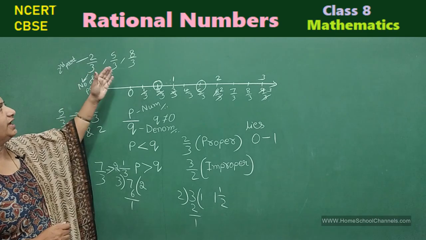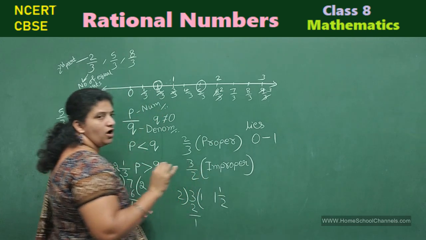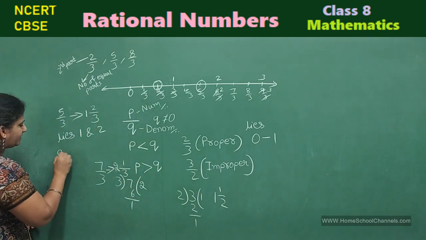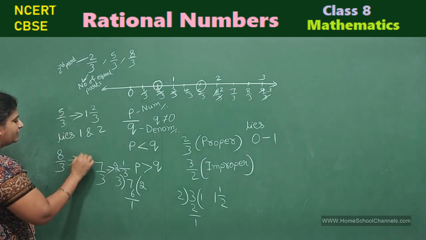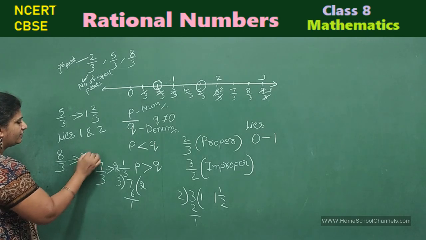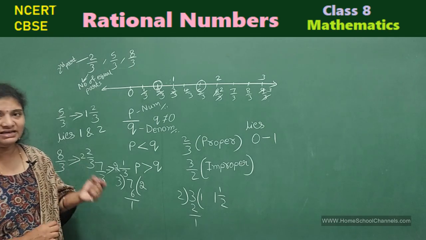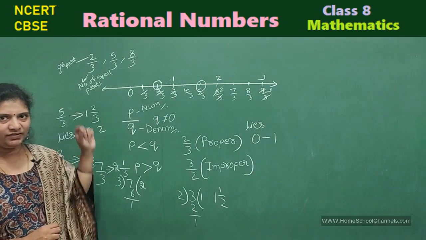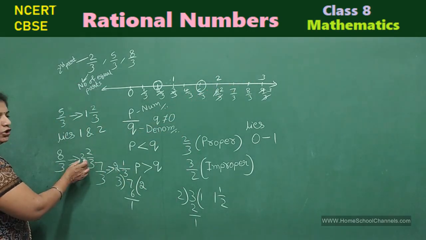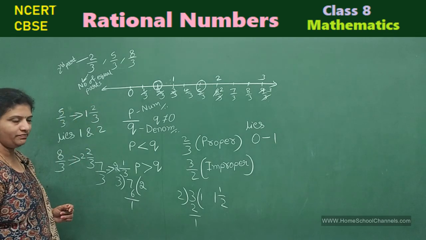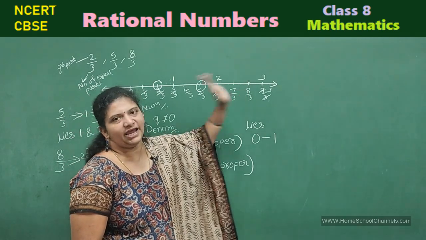Okay. Next, 8 by 3. 8 by 3 I can say directly. Or you can convert this 8 by 3, where it will be lying, just convert into mixed fraction. 3 2s are 6. 2. Right? 2 by 3. 8 by 3 lies in between 2 and 3. And where it will be? 2 whole 2 by 3. After 2, second one is 8 by 3.